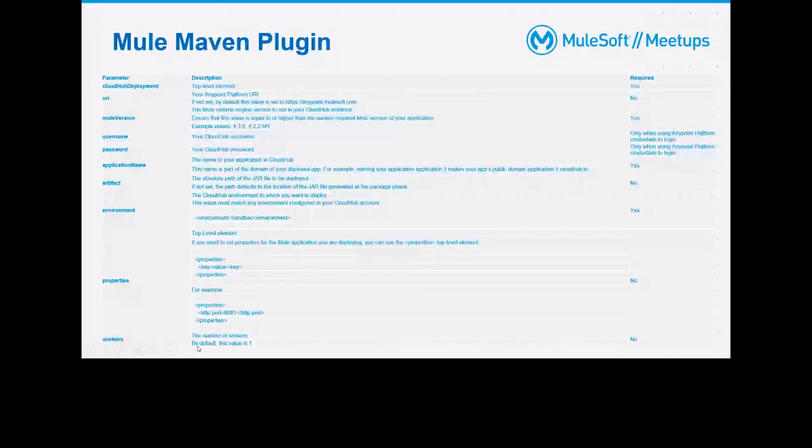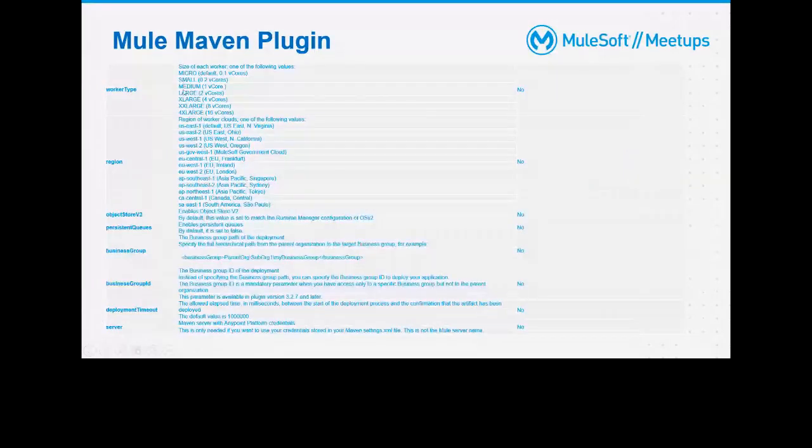By default, this value is 1. You can mention 2, 3, 4, whatever number of workers you want. Then worker type. These are the worker types supported: micro, small, medium, large, xlarge, xxlarge, or 4xlarge. Those kinds of worker sizes you can pass. This worker type is not mandatory. The default value is micro. If you want some higher type, you can pick one from this.